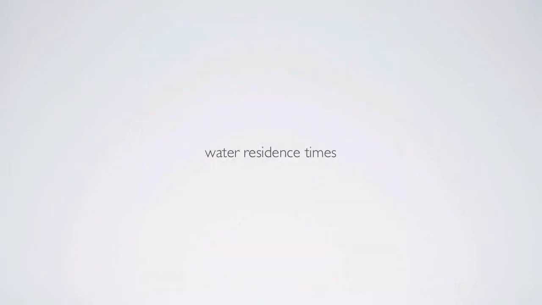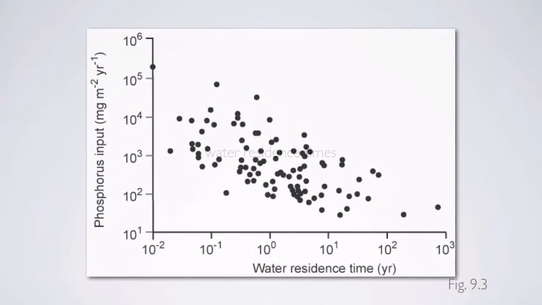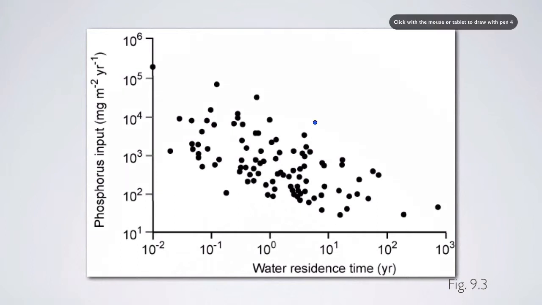Now, in addition to thinking about the concentrations, we need to think about the residence times in order to understand the cycling of nutrients within lakes. This is figure 9.3, and it shows the relationships between water residence time and phosphorus input to different temperate lakes. To understand this graph, let's look along the x-axis. This is water residence time.